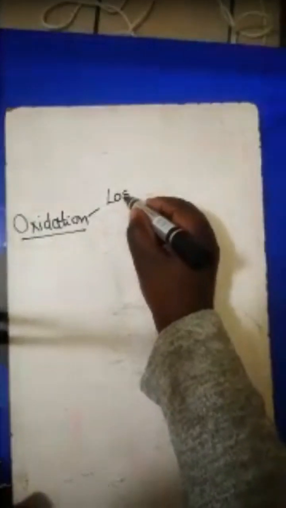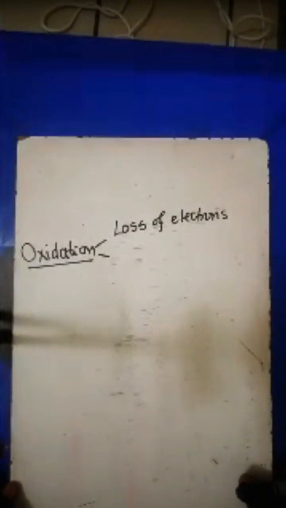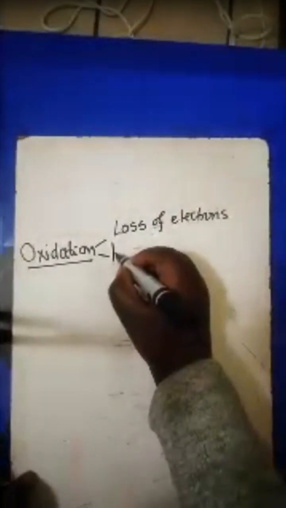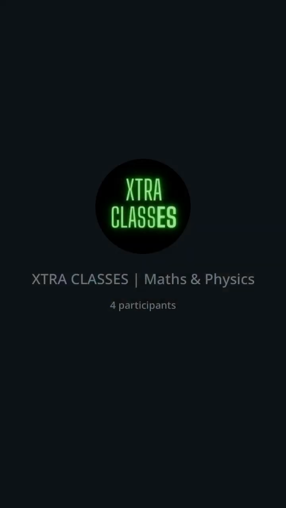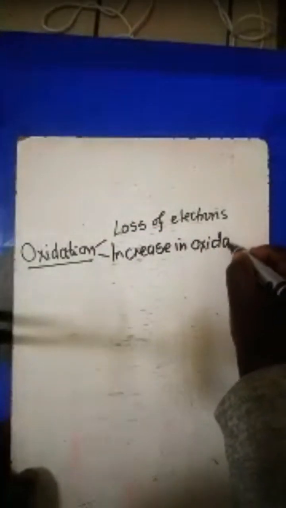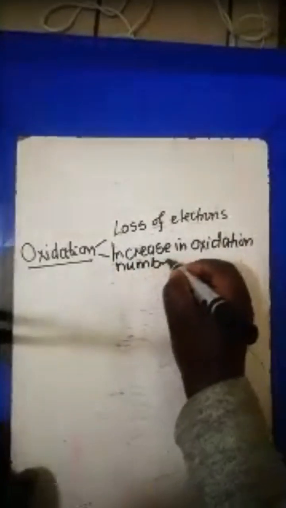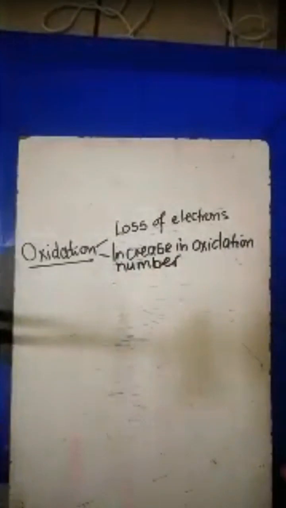The first one is called oxidation. I know from grade 11 we've done this one as what? Loss of electrons. Or you can define oxidation as an increase in oxidation number. We call it oxidation: increase in oxidation number.